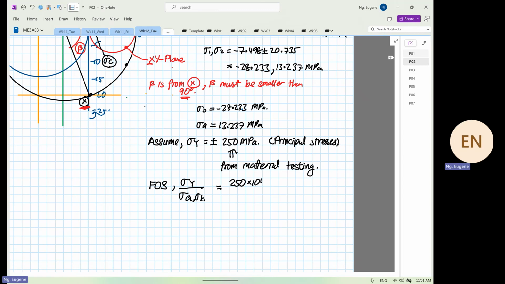Safety times 10 to the power 6 divided by 28.233. By right, I should put minus sign on both sides. Our factor of safety is equal to 250 power of 6 divided by 28.233 power of 6. Okay. So our factor of safety is 8.854.